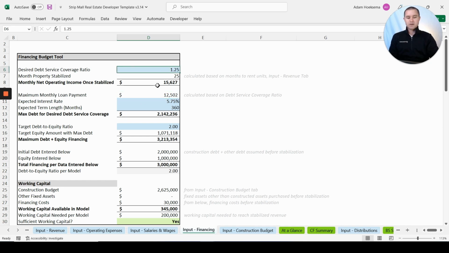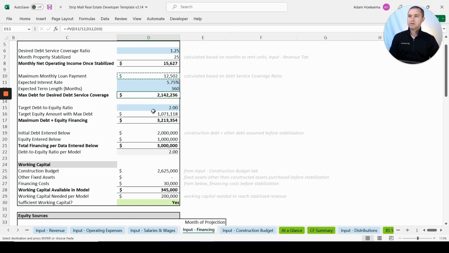Now, let's say the bank said, no, we really want a 1.3. Okay, well, now you can only afford a $12,021 monthly loan payment. So you can see how those assumptions will change how much you can borrow. And then based on your expected interest rate and the term of the loan, along with that monthly payment, we kind of back into, hey, how much can we borrow? And so we're saying, based on all these assumptions, we think we can borrow $2.1 million.